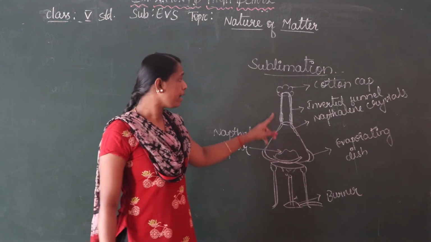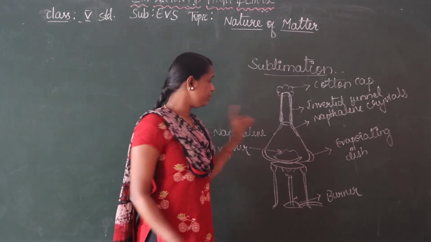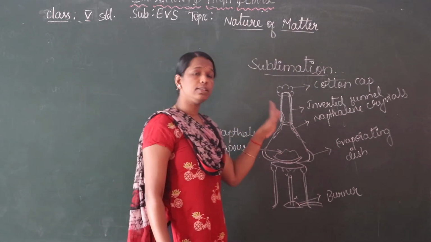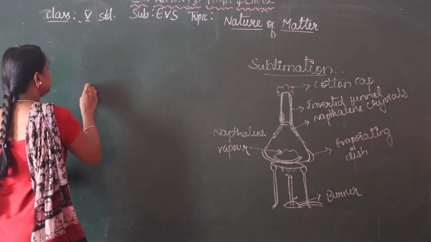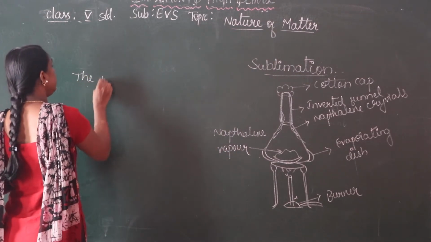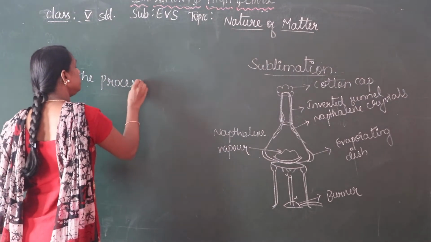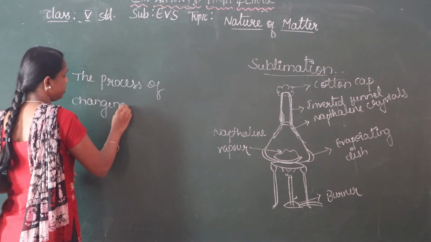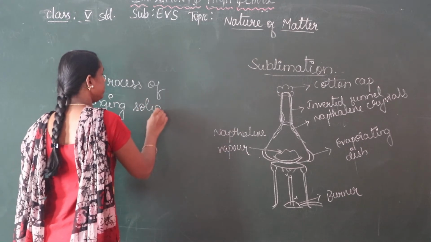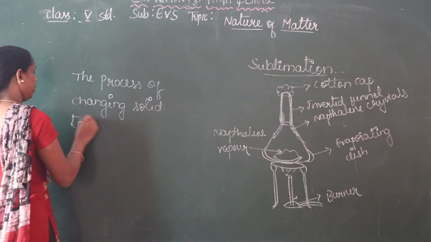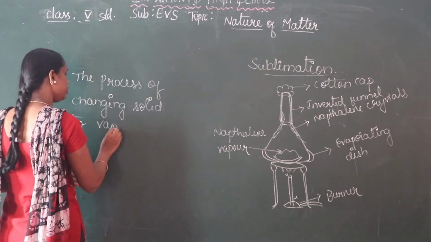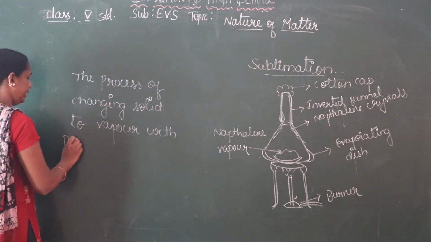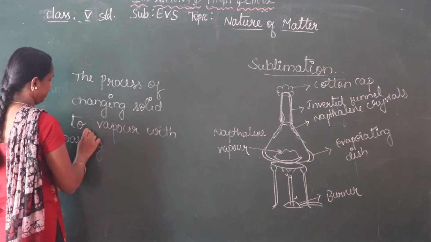So the vapors are collected on the sides of the test tube. See here, these are the vapors collected on the sides of the test tube. So in this way we conclude, what is sublimation? The process of changing solid to vapor without passing through any liquid is called sublimation.